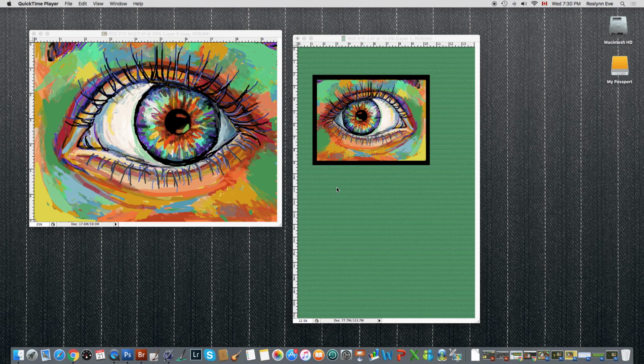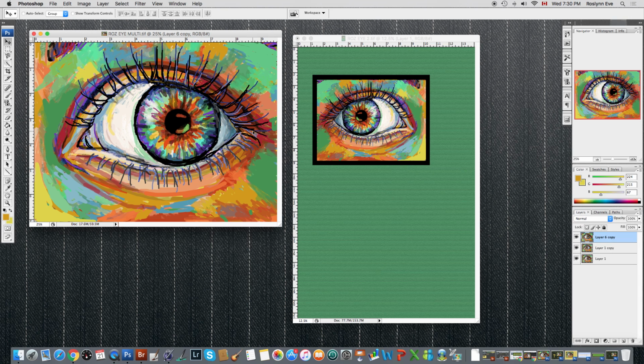Hello again, it's Roslynn Eve, and today we are looking at how much space does an eye need? Okay, I know, an unusual thing to be bringing up, but this is the eye, and looking at the eye by itself here, people have asked, well, where do you get your inspiration from?